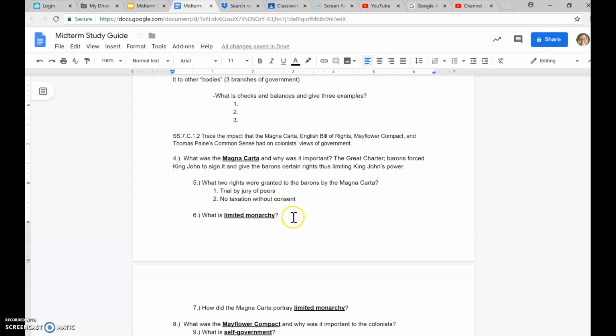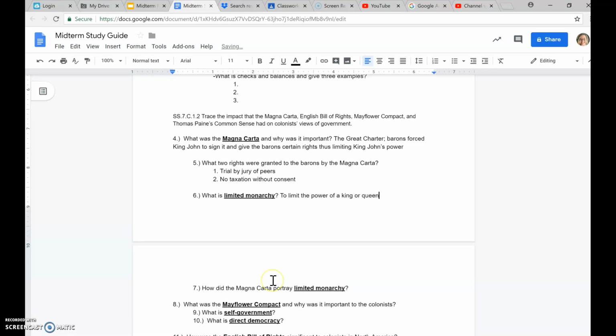Okay, what is limited monarchy? This was a prime example of limited monarchy. The definition is in the word. Limited monarchy: limit the power of the monarchy, to limit the power of a king or queen.